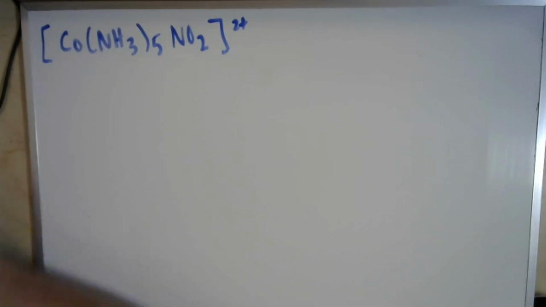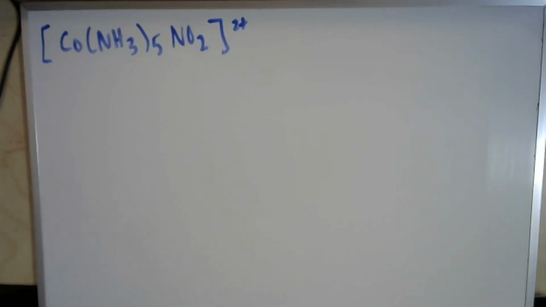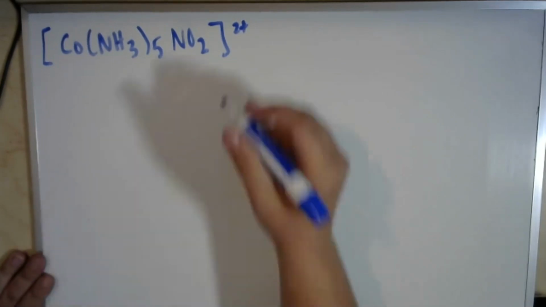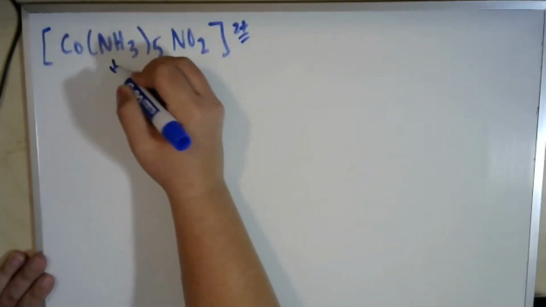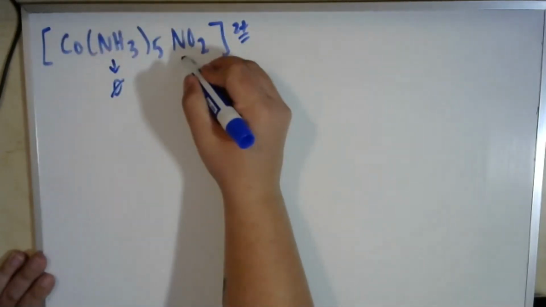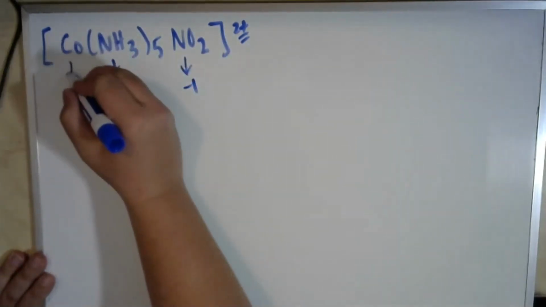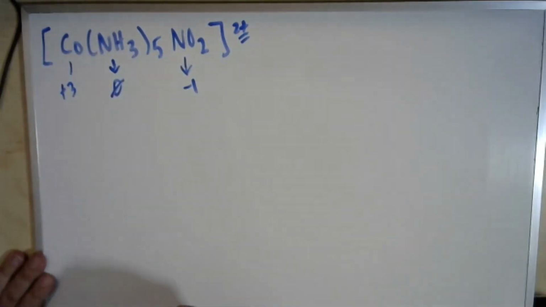Okay, so I want you to go through and first of all, figure out what the charge is on the cobalt here, because we're going to need to do that before we can distribute the electrons in our diagram. We know that the overall charge is +2. We know that the NH3 has a charge of 0, and we know that NO2 has a charge of -1. That means that the cobalt is going to have to be +3 for us to get a +2 charge back out.